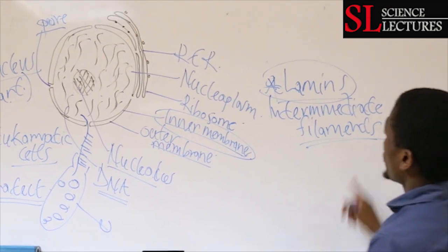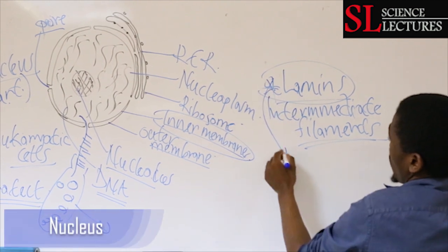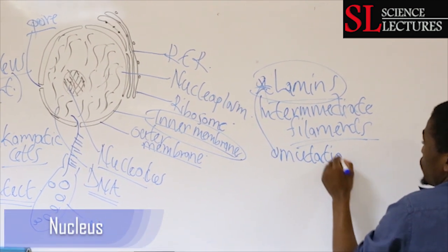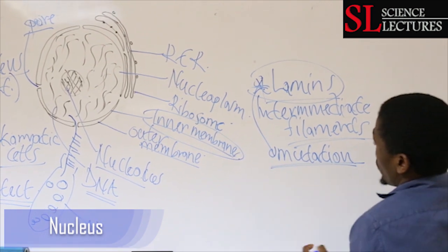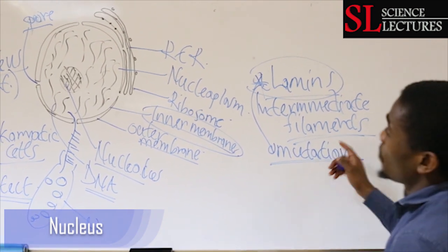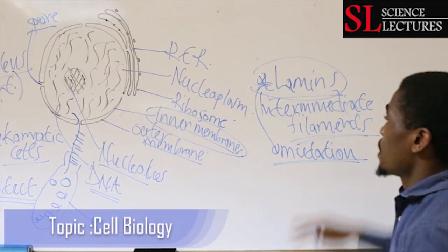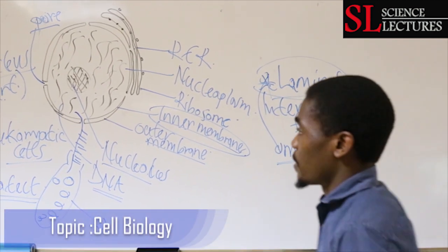But again, if you have a mutation of the lamins, people will develop a condition known as progeria. So progeria is the condition that results from mutation of the lamins. That is why they are very important within our cell.